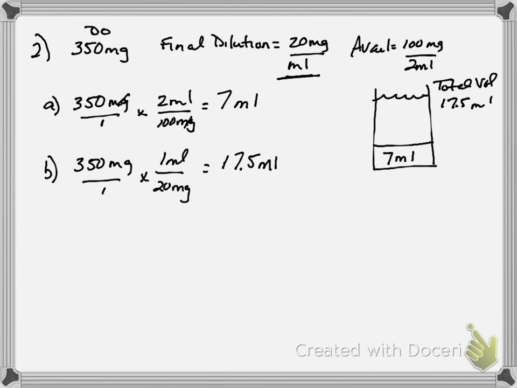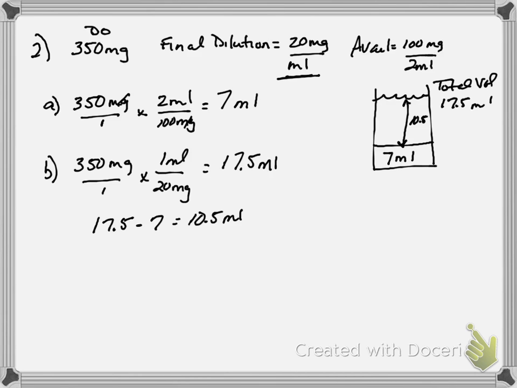The next part of the question asks me how much more diluent must I add to the original concentration to achieve this final dilution. So I need to know how much fluid I'm going to add here. I'm going to take the total volume, the 17.5, minus the 7 mLs, and that's going to give me 10.5 mLs. So this is going to be 10.5 mLs of diluent I would need to add.